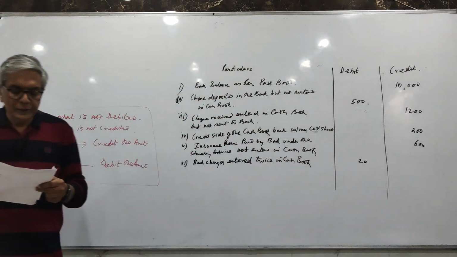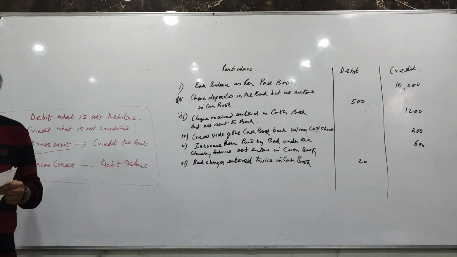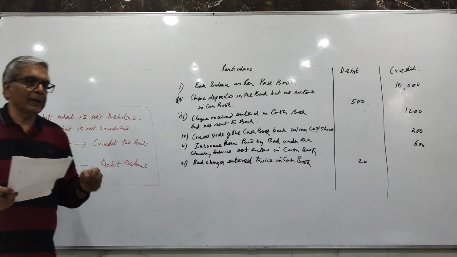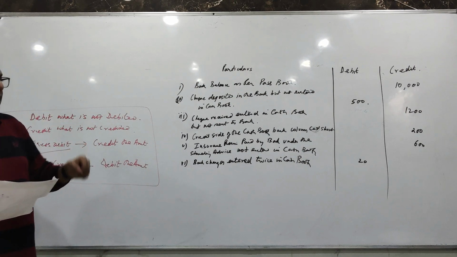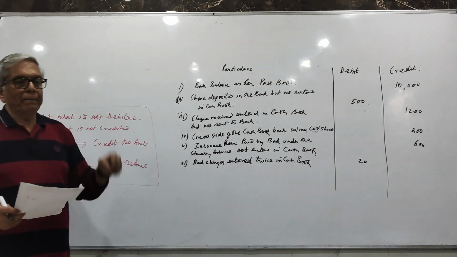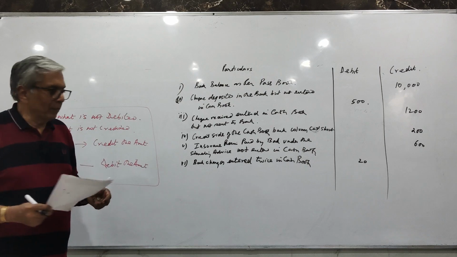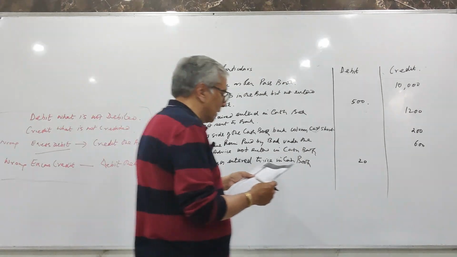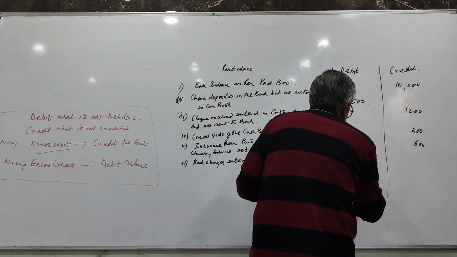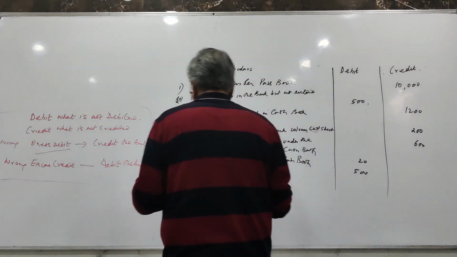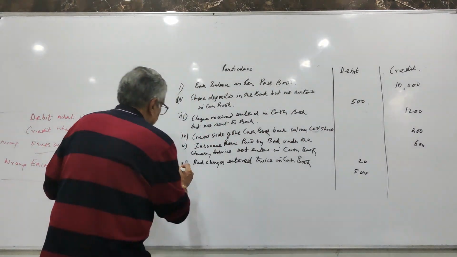इसके बाद क्वेश्चन आ रहा है, चेक्स इशूड बट नॉट प्रेजेंटेड टू द बैंक फॉर पेमेंट. अगेन व्हाट हैज हैपेंड? हमने चेक इशू कर दिया है, हमने बैंक को क्रेडिट कर दिया है, बैंक के पास वो चेक पहुंचा ही नहीं है, तो बैंक हमें डेबिट कैसे करेगा? तो अब हमें बैंक को क्या करना होगा? डेबिट करना पड़ेगा.